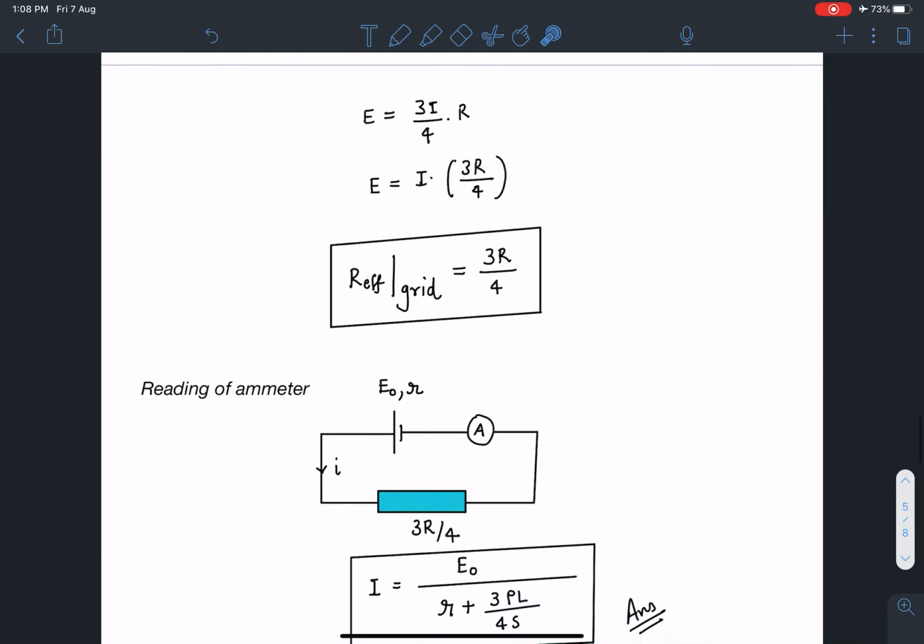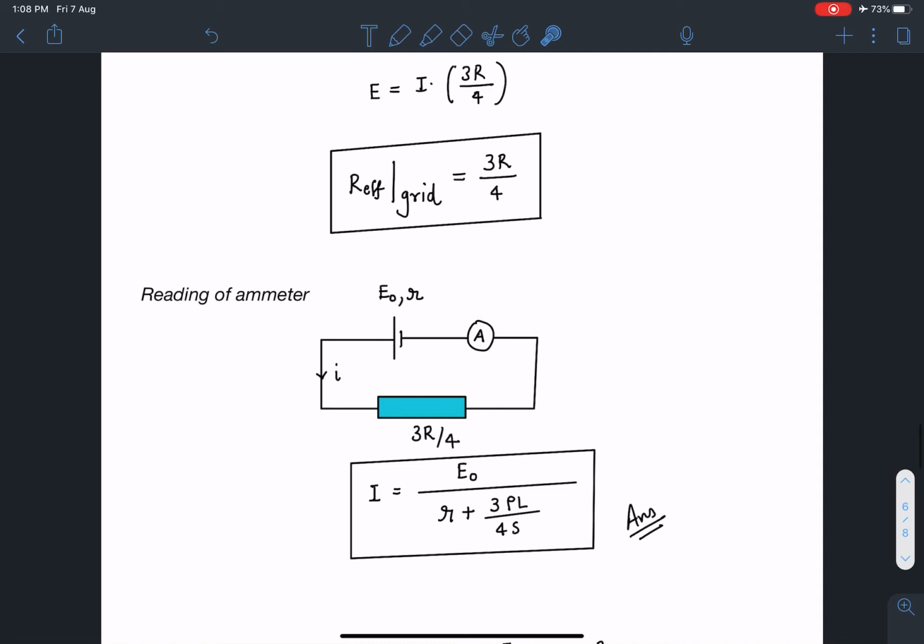Now simply we can say a reading of this ammeter, it is going to be this battery of EMF E0, and ammeter is connected, and there is a resistance of 3R by 4. So directly I can say this reading of ammeter is going to be E0 by total resistance R plus R, both are in series. So this is the answer for reading of ammeter.